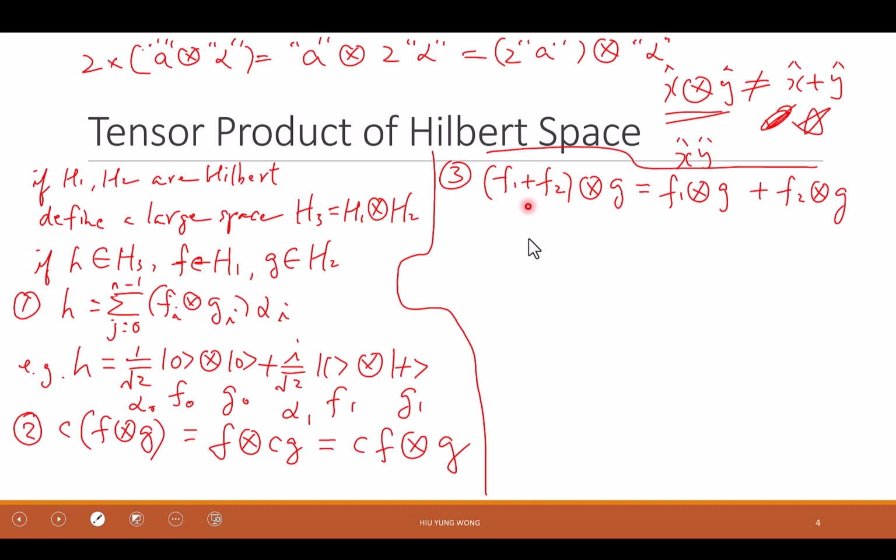Very good. You add two vectors in the first space, then do the tensor product with a vector in the second space. It's the same as you first do the tensor product of the first vector in the first space with the vector in the second space, plus the tensor product of the second vector in the first space with that of the second space. Now this plus is meaningful because it's talking about the addition of two vectors in the same space. Both of them belong to H3. This plus is also meaningful because it's talking about the addition of two vectors in the same space. Both belong to H1.